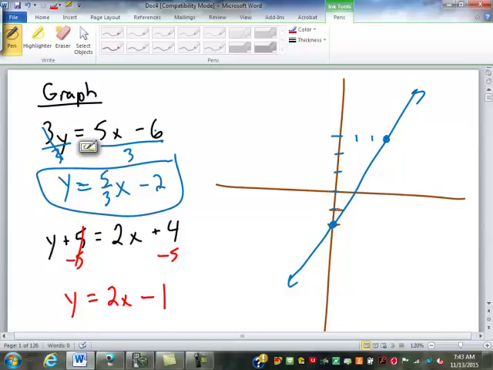So where do we start on the graph? Negative 1 right there. And then the 2 becomes a 2 over 1. We make it a fraction. So from this point we go up 2, over 1. Any questions?